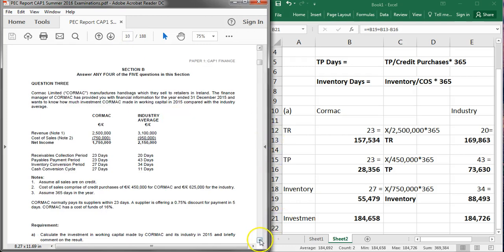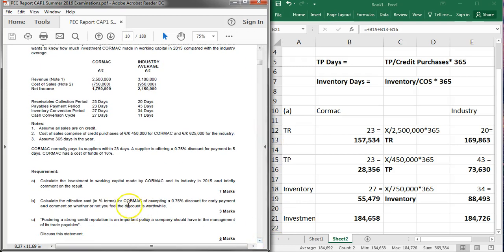The next requirement is asking you to calculate the effective cost of the discount and whether or not you feel it's worthwhile. So there's 2 separate things here, and watch that and. Calculate is probably 2 marks, and comment on whether you feel the discount is worthwhile or not. So you're told here they normally paid suppliers in 23 days, but the suppliers offered to give a discount of 0.75% if they pay in 5 days. So if they pay 18 days earlier, they get a 0.75% discount. And their current cost of funds, which is probably their overdraft rate, is 16%.